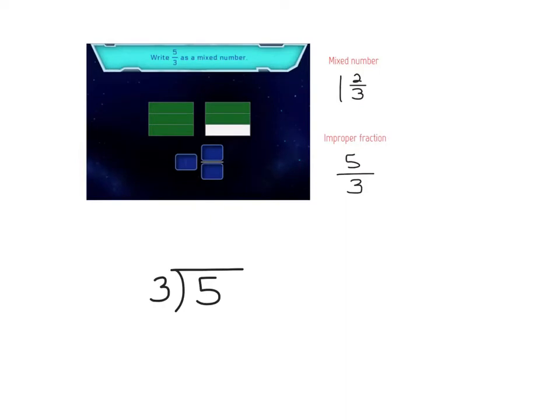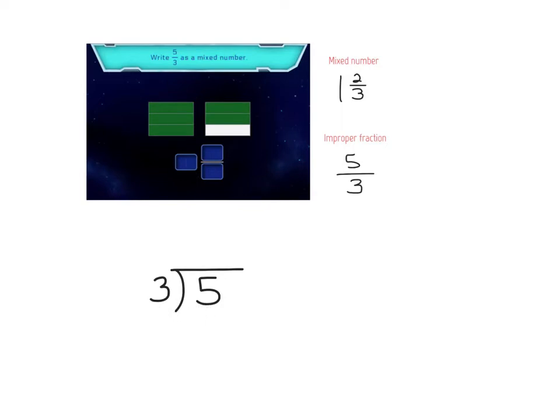And if you've been watching the lessons, you know that when you see an improper fraction like 5 thirds, basically this is a division problem. We place the numerator inside. The denominator, 3, is placed on the outside of this division problem. So we have the problem 5 divided by 3.